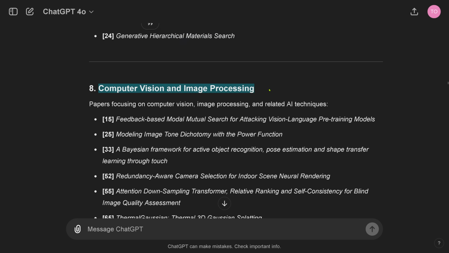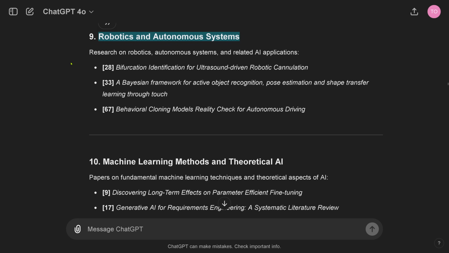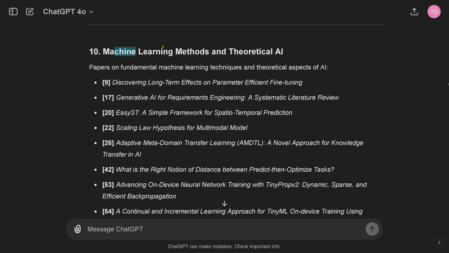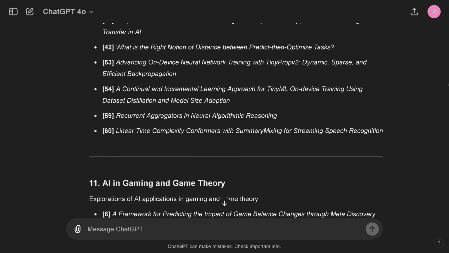Cluster 8 is computer vision and image processing. Interesting. 9 is robotics and autonomous system. So you get a good idea what happened on this particular date in AI research. What are the hot topics? 10, machine learning and theoretical AI. I've never seen the term theoretical AI, the theoretical aspects of AI. But yeah, absolutely, yeah. System requirements, engineering, absolutely nice.